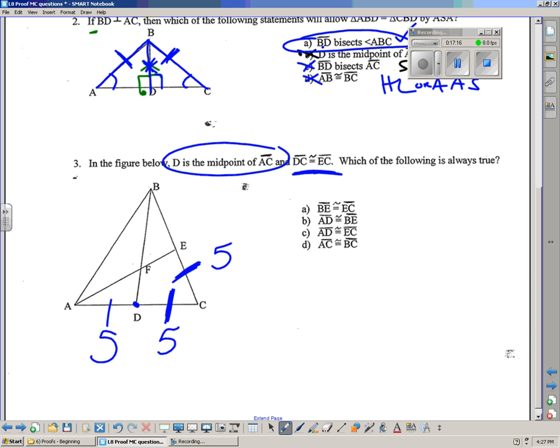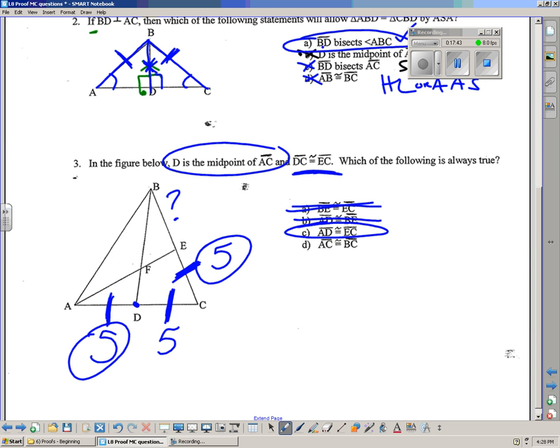So which of the following is always true? BE is congruent to EC. Well, we know nothing about the size of BE. We don't know that E is a midpoint, AE is a median, anything like that. AD is congruent to BE. Again, we don't know what BE is, so we don't know that this is going to be true. It could be true, but we don't know that it's true. AD is congruent to EC. Well, AD in our example was 5. EC is 5. Plus, more importantly, they have one dash on each.